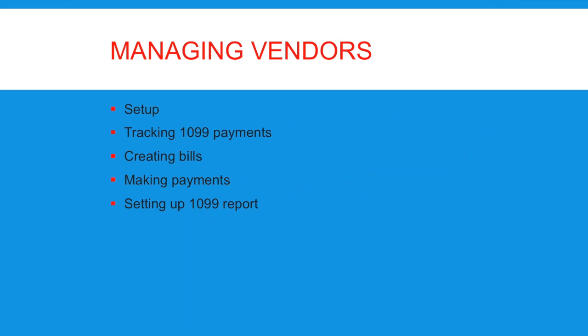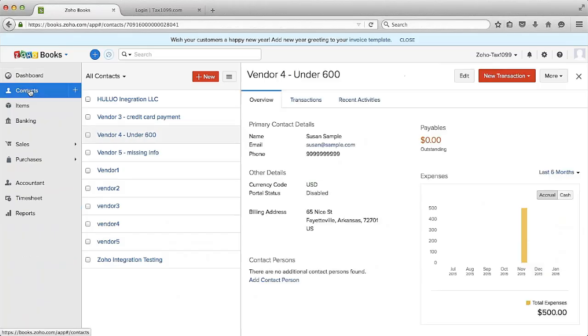There are a couple of specific items that you need to make sure you're doing there, including tracking payments as 1099 payments if you are going to be providing a 1099 to a specific person. We're going to look at creating a bill, making payments, and then setting up the 1099 report, and you'll see why that's important as we go through to make sure you've got everything squared away and set up correctly. And I was in Contacts when I was working in here before.